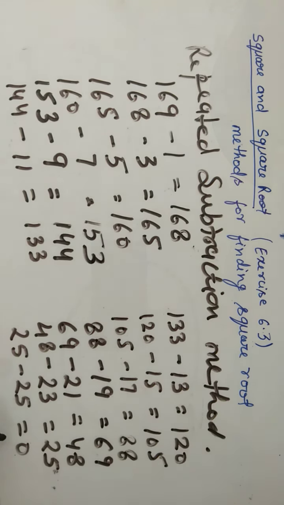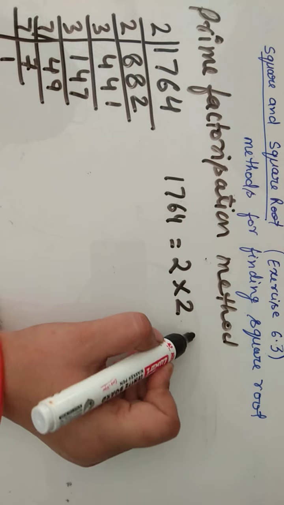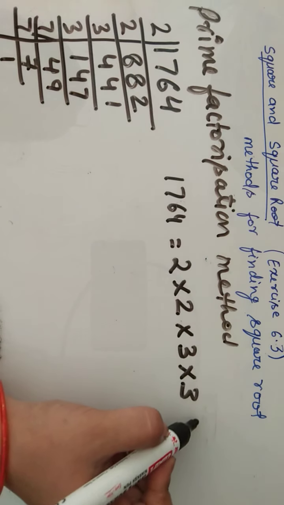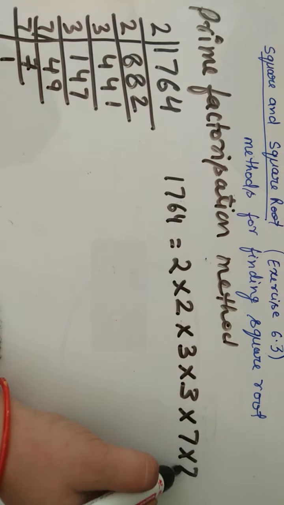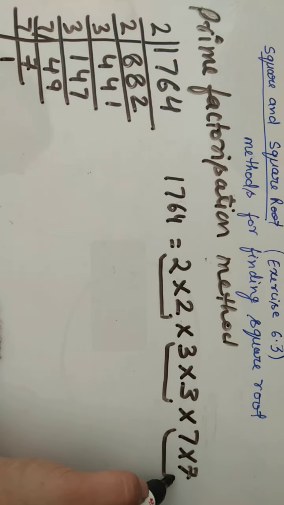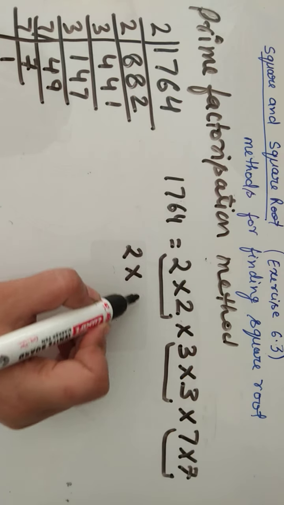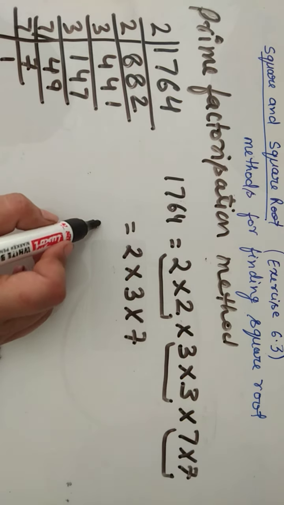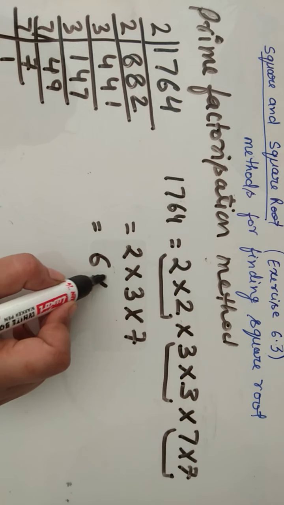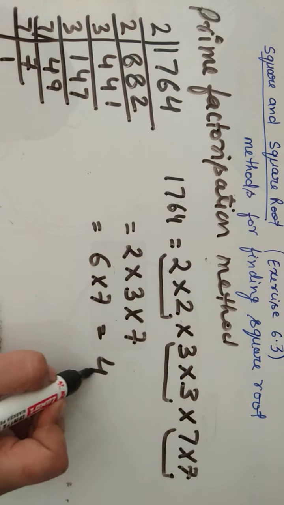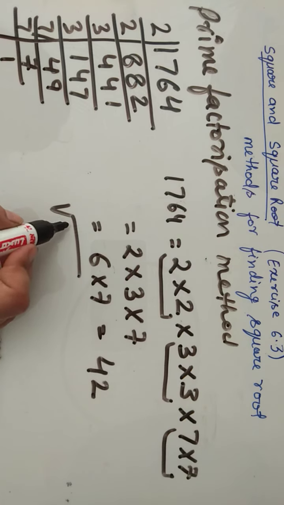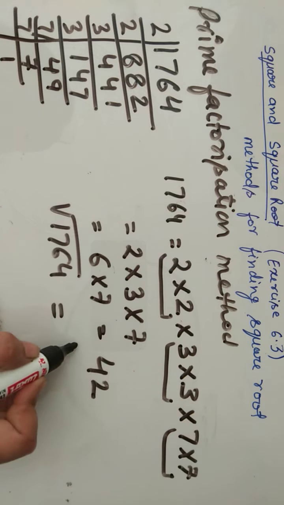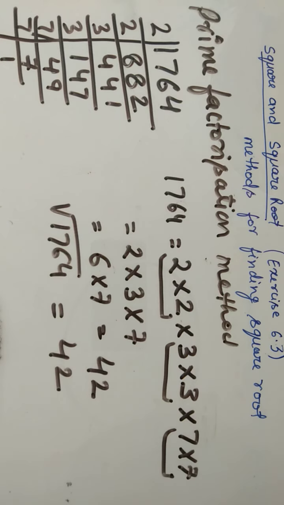So just see what the factors are. For 1764, the factors are 2 into 2 into 3 into 3 into 7 into 7. So we will check if the pairs are there. Yes, pairs are there. So what is the square root? From one pair we will take one number. So the square root is 2 into 3 into 7, and it is 42. So the square root of 1764 is 42. So this is the prime factorization method.